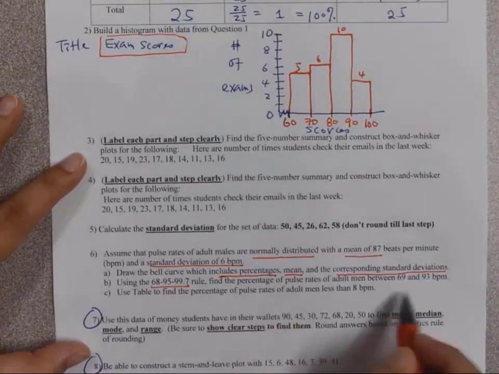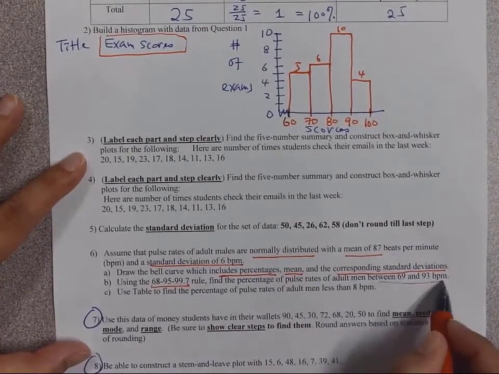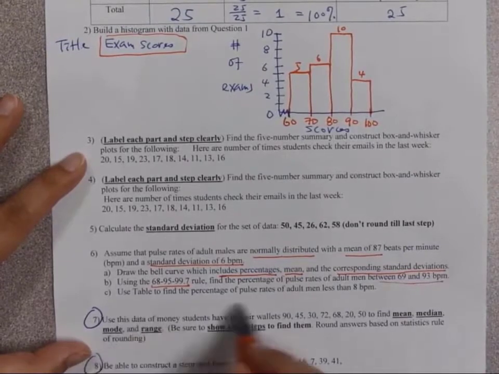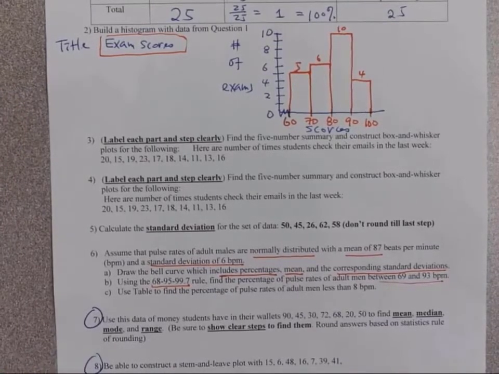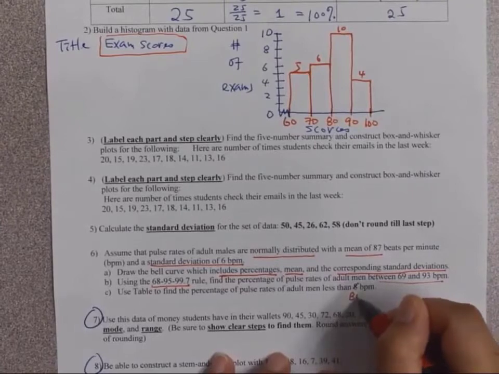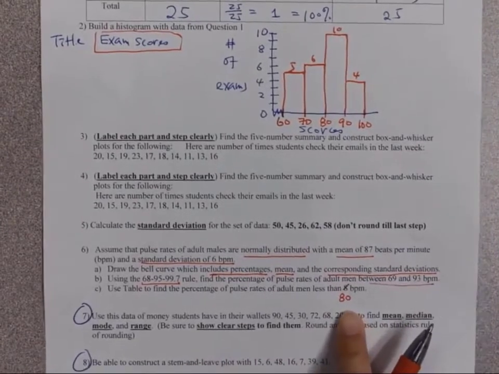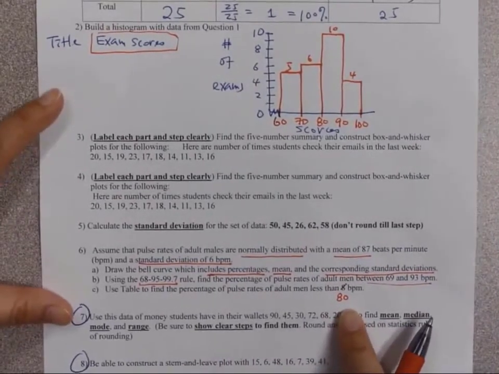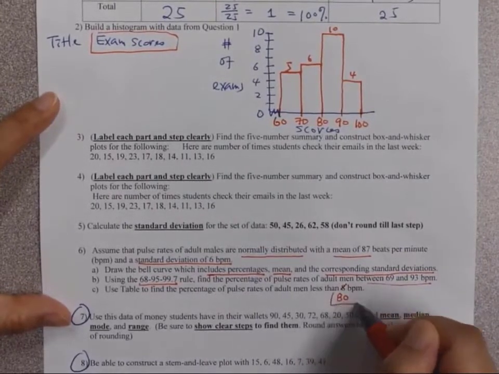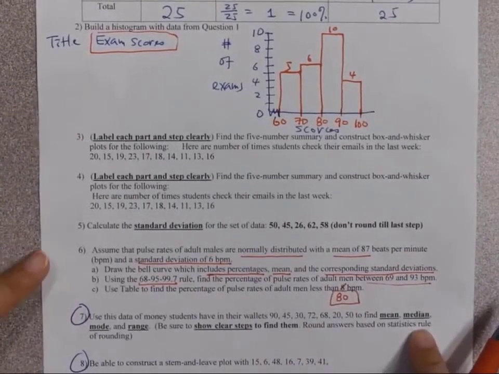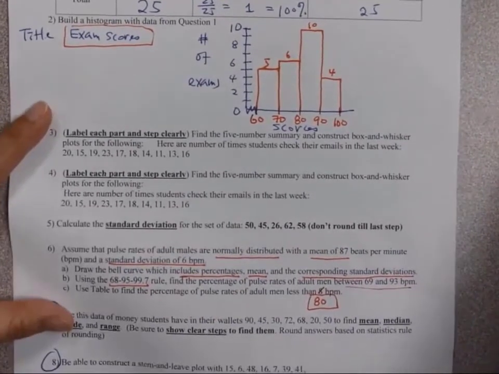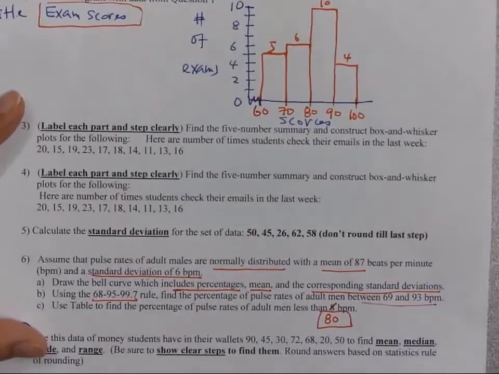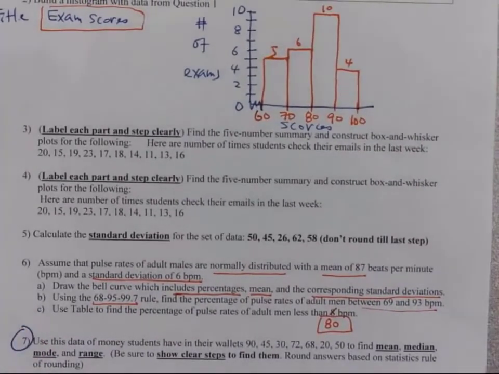And then I need to find the percentage between 69 and 93, and then use the table to find the percentage of pulse weight less than, I think that number is wrong. Can you change this to 80 for me, please? I did it really, really late last night. That looks really odd. C is supposed to be 80. Sorry about that. I will upload a cleaned-up one to the web.